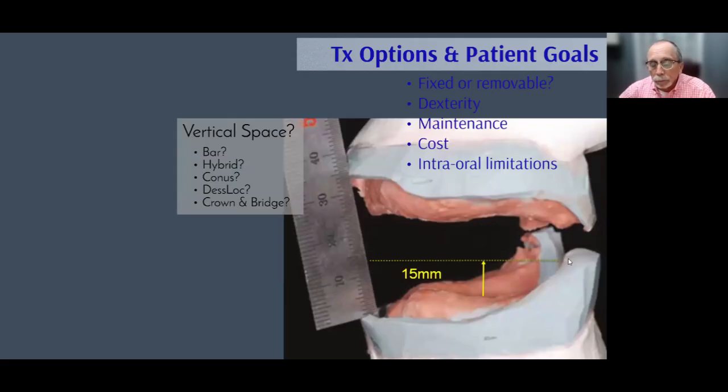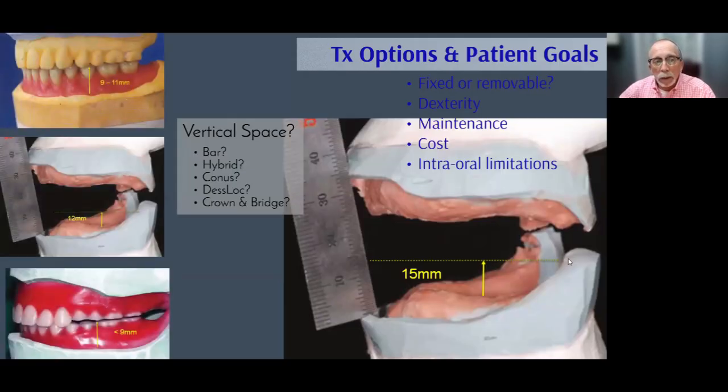That's not the norm. The norm would be, I think, 12 millimeters is pretty much what we see for the most part. And at 12 millimeters, you can't get a bar and a hybrid in there. So we're limited, and even the Conus would have problems at 12. Even though that's their limit, I'd rather have 13 to feel comfortable.